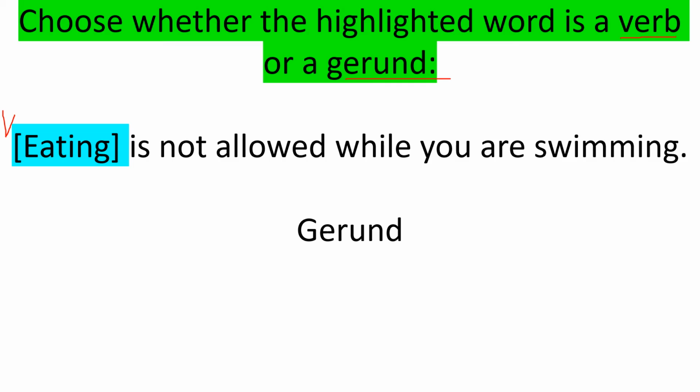It is a gerund. There's no auxiliary verb in front of it. Right. The main verb is, but eating here is the subject of the sentence because eating is not allowed. Eating is doing the action. It's a subject, and a subject has to be a noun, okay? And therefore, it is a gerund. Let's get to the next one.